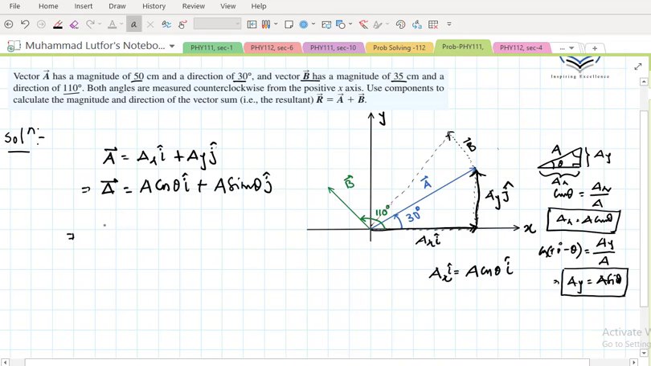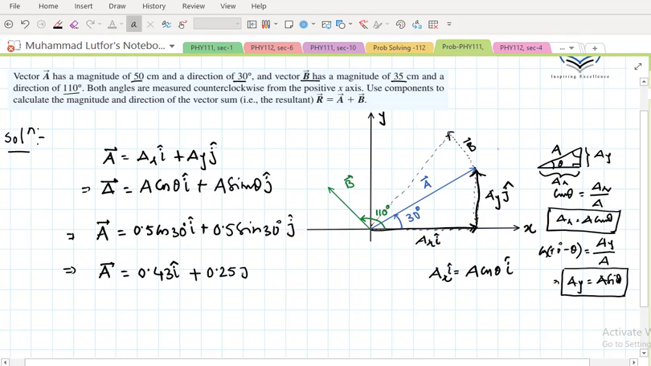Now I know everything, so I know the magnitude of A, which is 50 centimeter. I convert that into meter. It would be 0.5 cos 30 degree, which is the angle, i hat, plus 0.5 sin 30 degree j hat. Then I can find vector A. It would be 0.43 i hat plus 0.25 j hat.